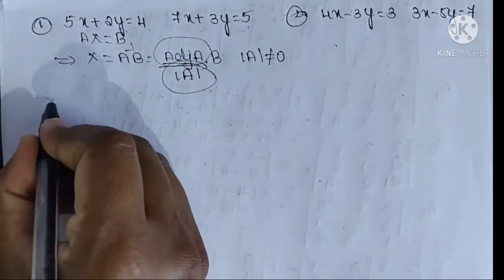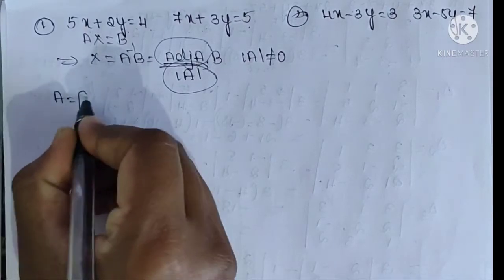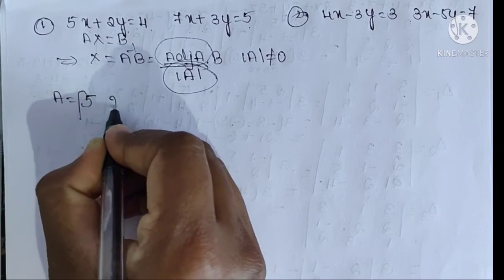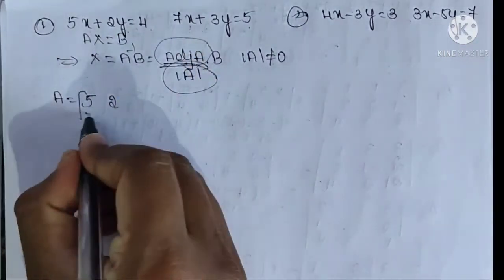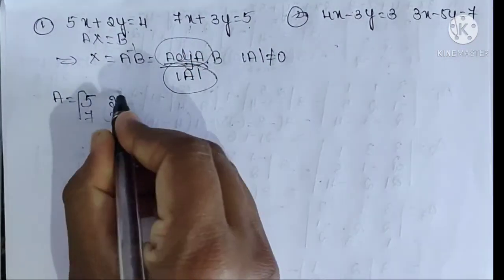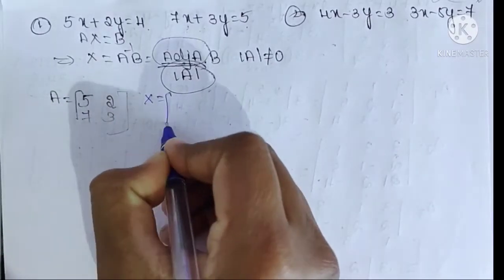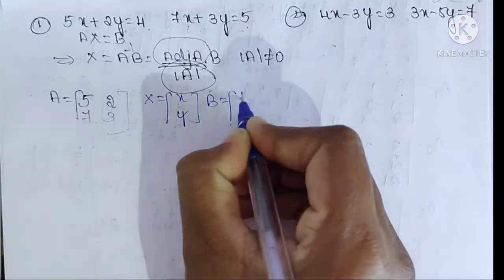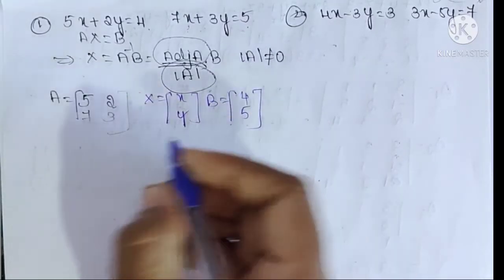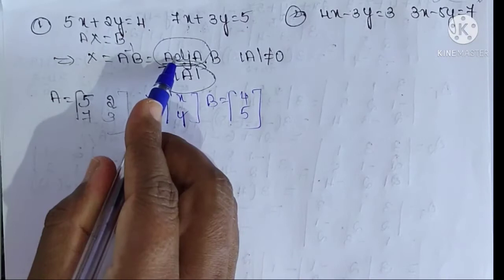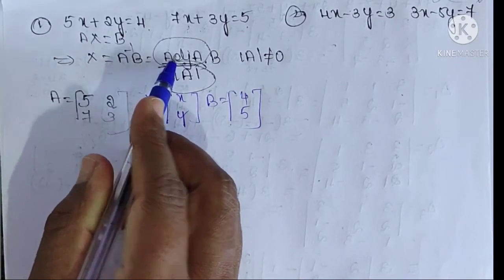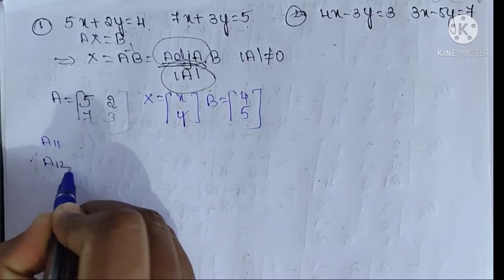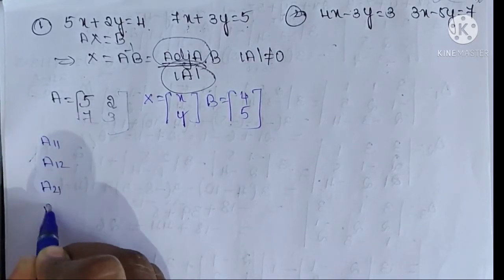For that you consider the matrix A is equals to the coefficients of x and y. Coefficient of x is 5, y is 2, here x is 7, y is 3. X is equals to x comma y and B is equals to 4 and 5. Now to find the adjoint of A, first we have to find the cofactor matrix, that is a11, a12, a21, a22.